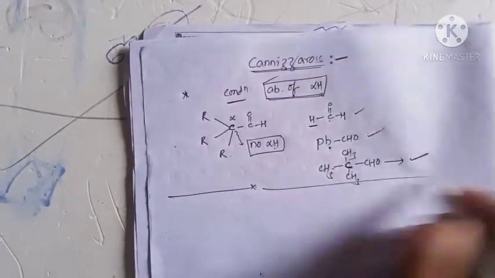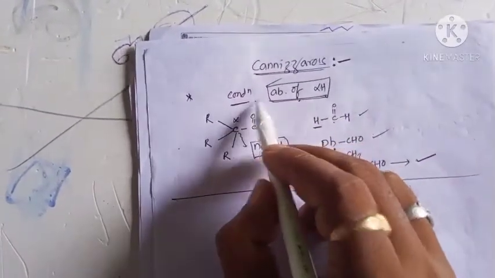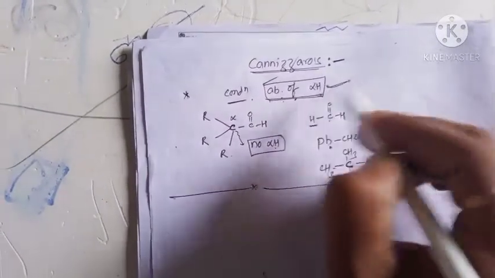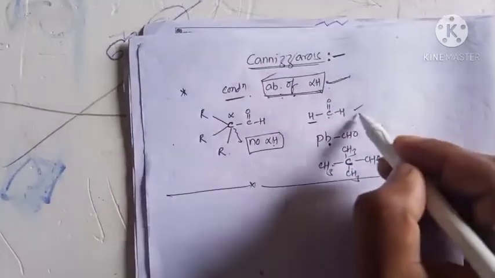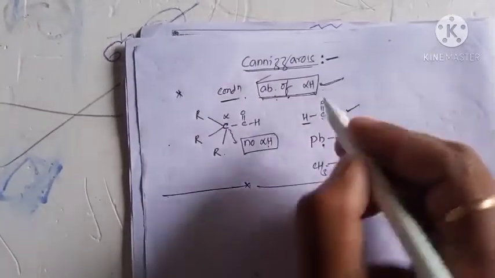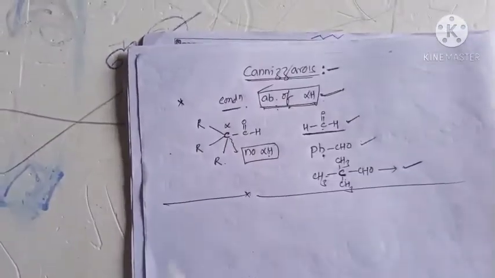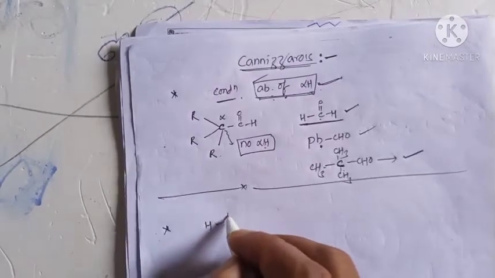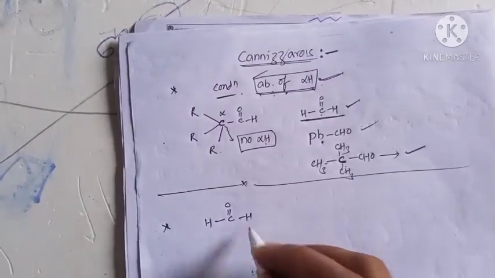So what is the main condition? Compounds without alpha hydrogens, aldehydes without alpha hydrogen, can show Cannizzaro's reaction. So these are the examples without alpha hydrogens. First you go to formaldehyde. See the formaldehyde, HC double bond OH.